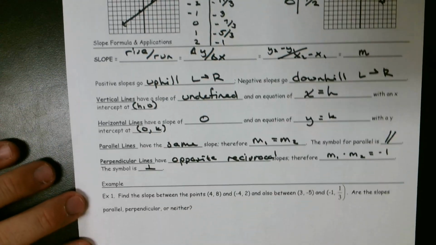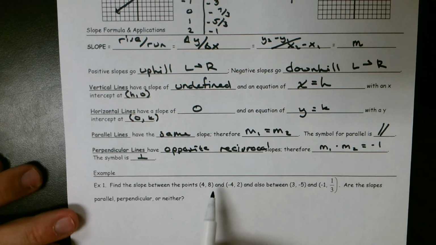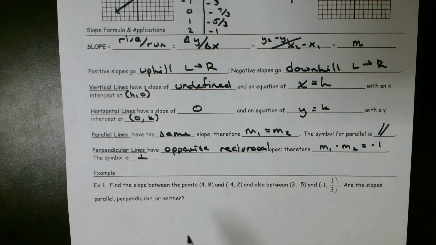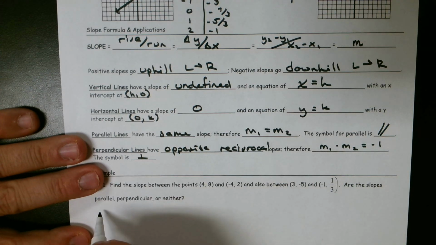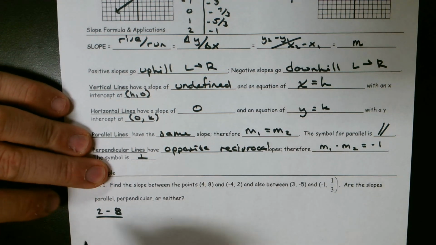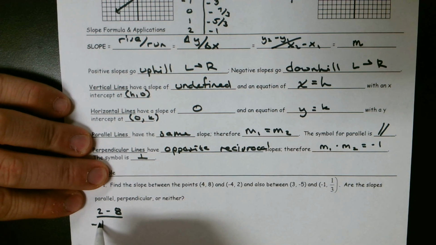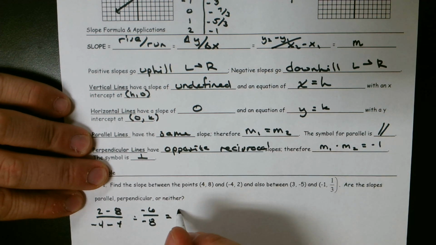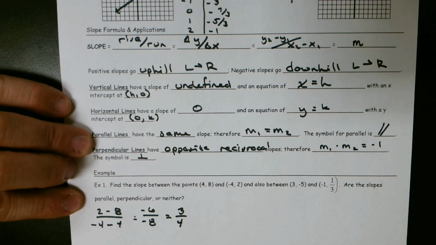Okay, so our first example here is that we want to find out: the line between these 2 points and a line between these 2 points, are those 2 lines going to be parallel, perpendicular, or neither? Okay, so let's find the slope of this line first. So y2 minus y1, 2 minus 8, over x2 minus x1, -4 minus 4, which is -6 over -8. Negatives cancel out, giving us a slope of 3/4.